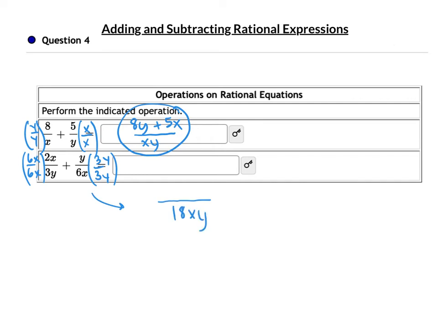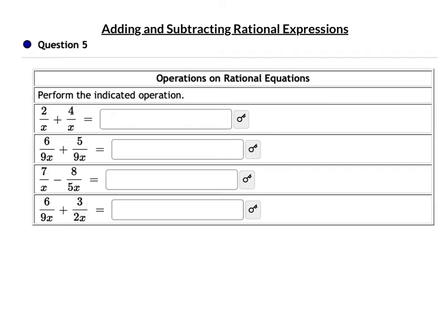18xy. The numerator will be 12x squared plus 3y squared. And you can't add those. They're not like terms. There's my answer. Question 5, a quick one.